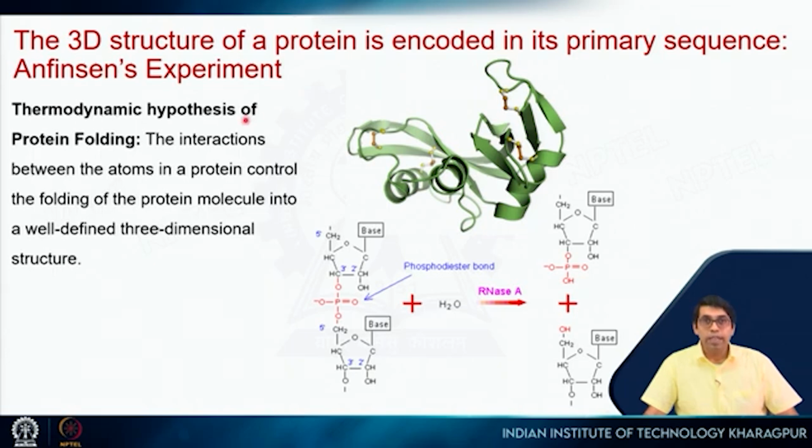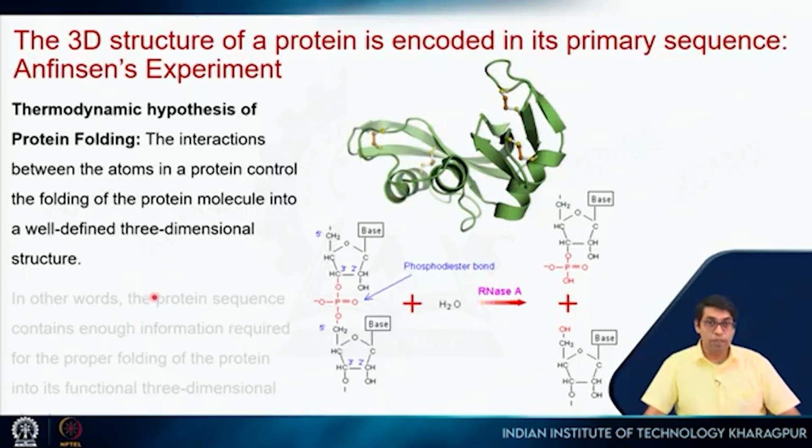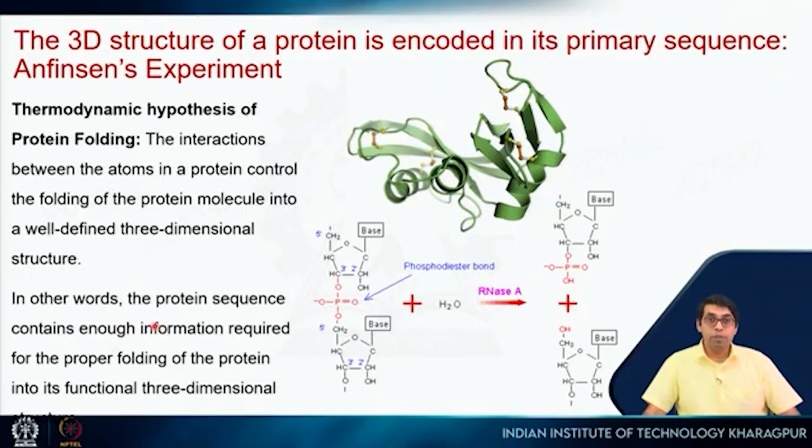To answer that, a very elegant experiment was done by Christian Anfinsen in the 1960s and 70s, and that proved the thermodynamic hypothesis of protein folding. So what is the thermodynamic hypothesis of protein folding? It states that interaction between atoms in a protein control the folding of the protein molecule into a well-defined 3-dimensional structure. Or in other words, the primary sequence of the protein contains enough information that allows the protein to fold into its functional 3-dimensional form.